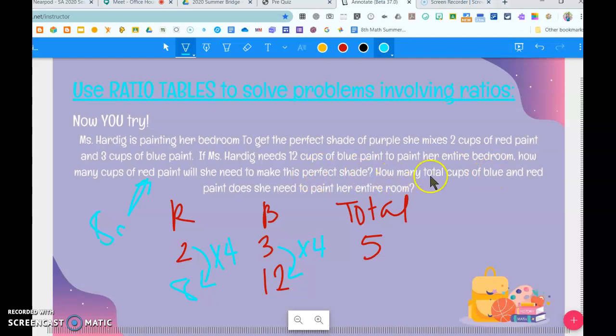The second question says how many total cups of blue and red paint does she need to paint her entire room?